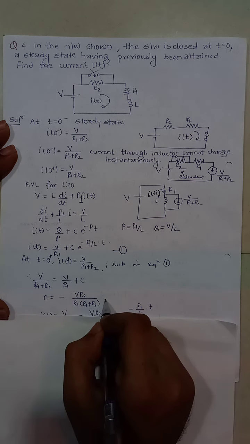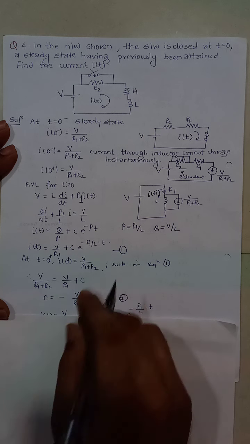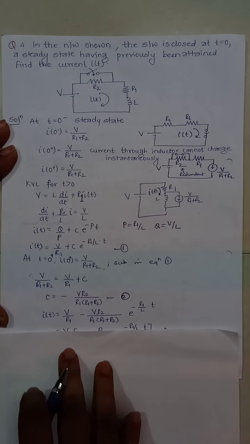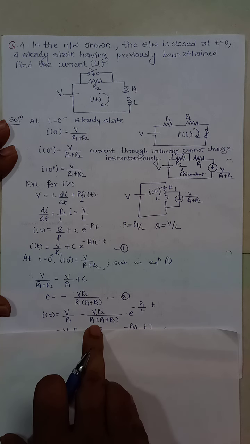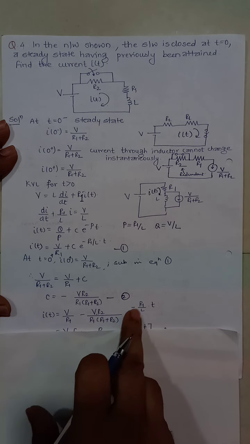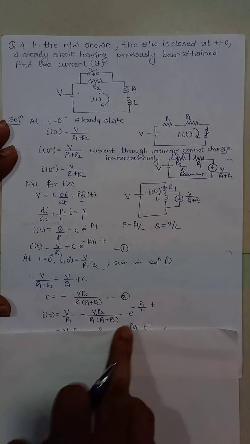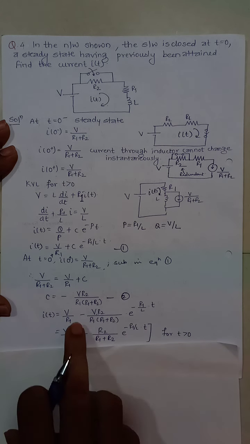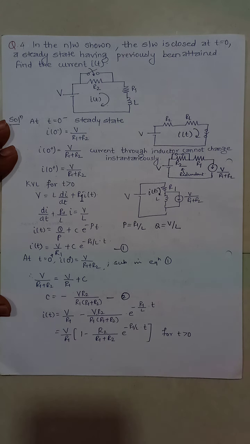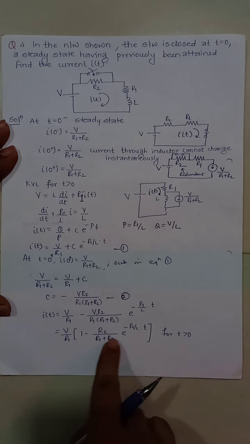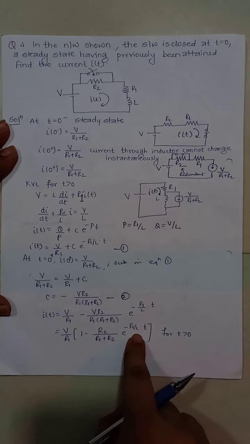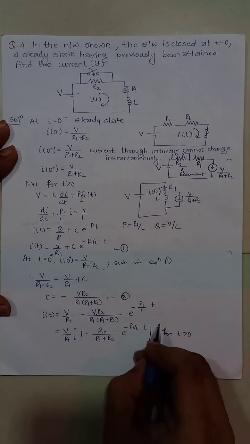So I can find C from this, C equals minus V into R2 upon R1 into R1 plus R2. I'll substitute this 2 in 1. So it will give me i(t) as V by R1 minus V R2 upon R1 into R1 plus R2, e raised to minus R1 by L into t. And after taking V by R1 common, we'll get 1 minus R2 upon R1 plus R2, e raised to minus R1 by L into t, for t greater than 0.